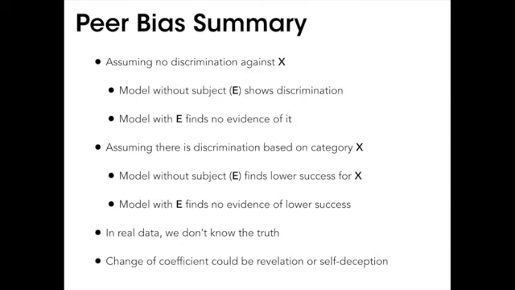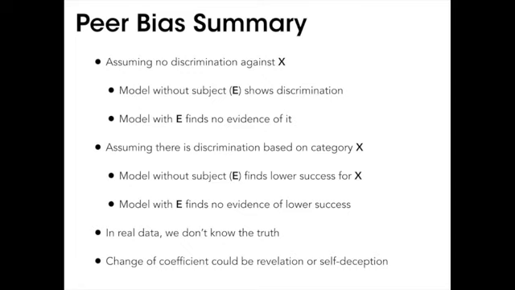First, we assume there's no discrimination against X. The model without subject E shows discrimination, at least a coefficient that's consistent with discrimination. And then we add it, we find no evidence of it. Assuming there is discrimination based on category X with a different simulation, we get exactly the same pattern. Model without subject E finds lower success for X. Model with E finds no evidence of lower success, but there's discrimination in the simulation. And actually, it's quite strong if you look at the code. I'll show you later in the slides, you'll see it's quite strong.